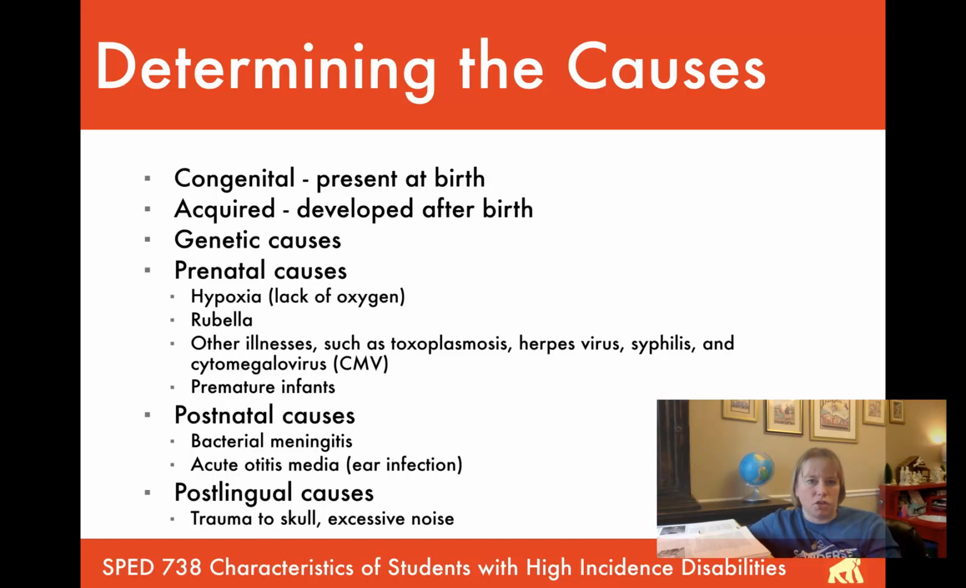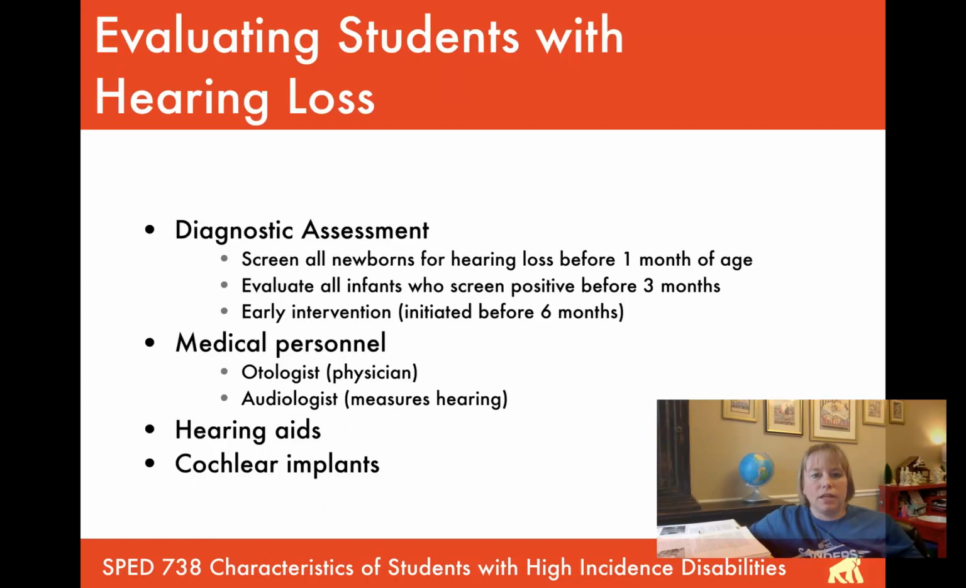So these give you some kind of determining causes for hearing loss as you're working with students, kind of getting some background on them. When we look at evaluating students with hearing loss, one of the big diagnostic assessments that we use, especially at birth, is that screening that all newborns receive. And they typically receive that before the first month of age. And then what we see is if a newborn fails their hearing screening, they are moved on to an evaluation period that occurs before 3 months to determine the extent of that hearing loss and really get early intervention started.